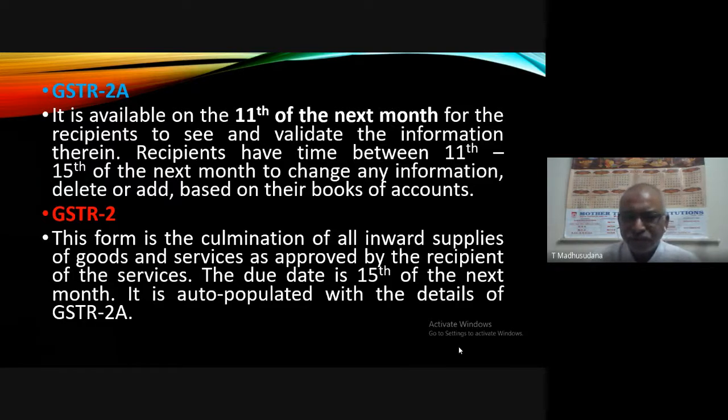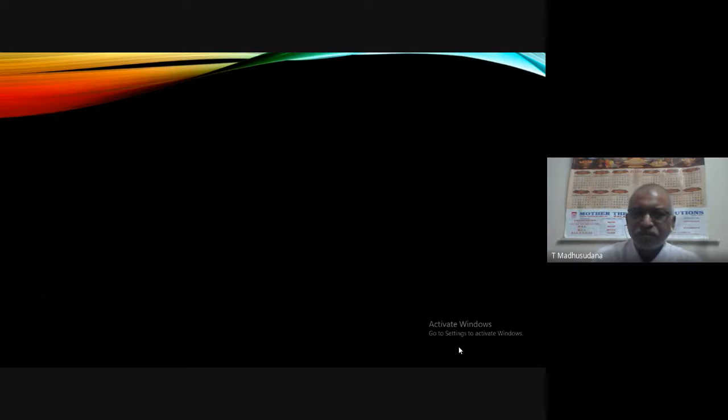So in the GSTR 2, all inward supplies of goods and services will be shown. All inward supply, that means all purchases made by the suppliers, will be shown in the GSTR 2. This is also a monthly returns form.